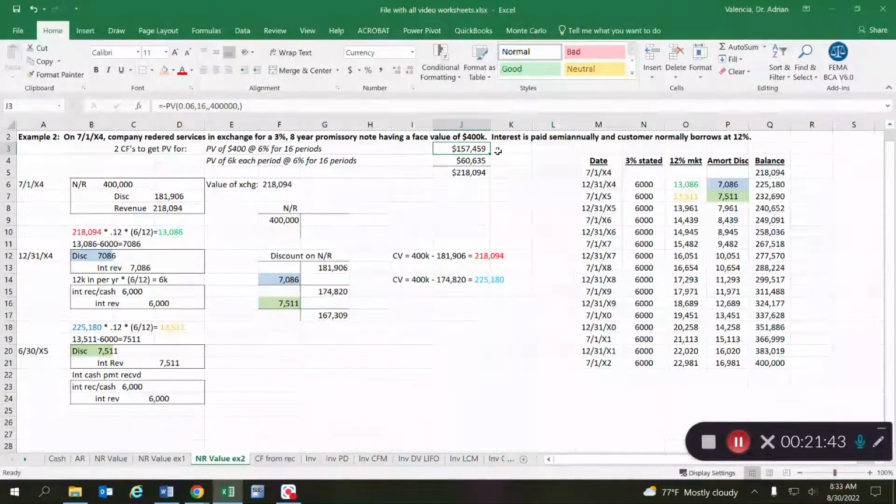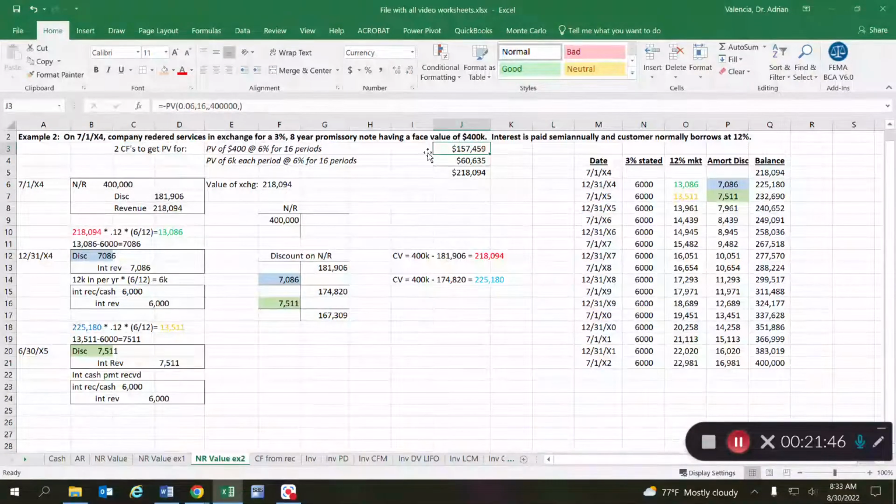Now, what's the other cash flow that occurs here? The customer has a contract that states that they'll pay 3% per year on 400,000. So 3% of 400,000 is $12,000. Now, if we do that semi-annually, that's $6,000. So on a semi-annual basis, I'm going to have to also compute the present value of those cash flows.